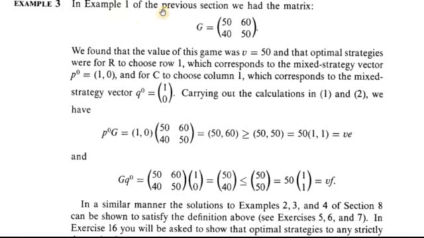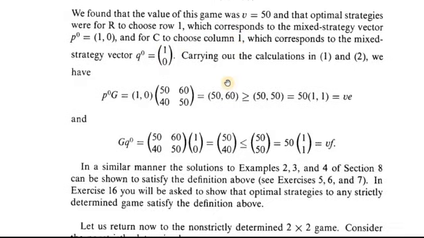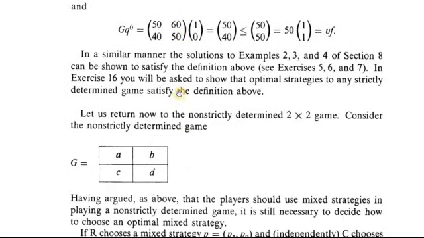Okay, now in example 3 from the previous video, we showed how we can reproduce the results of a game with a saddle point if we use this new language where we describe strategies in terms of vectors. This 1, 0 represented the fact that the row player would always choose row 1. This 1, 0 represented the fact that the column player would always choose column 1.